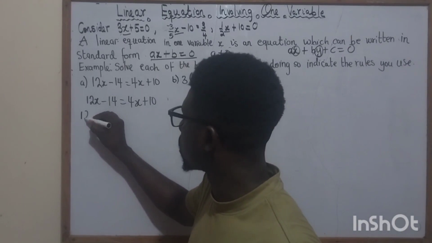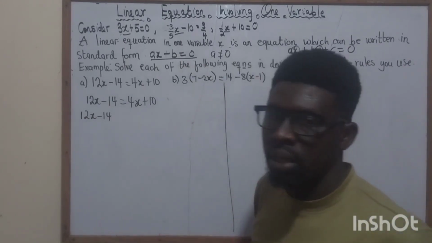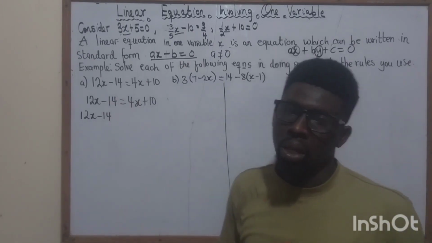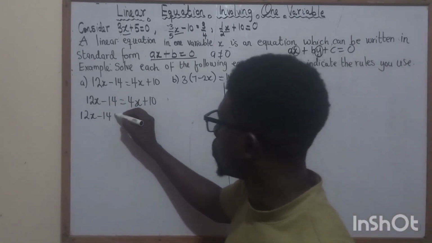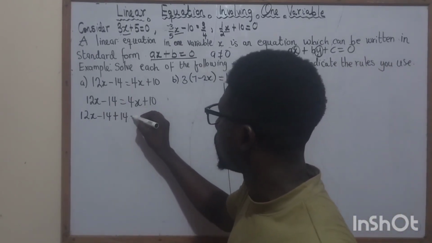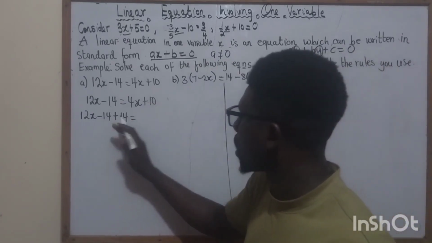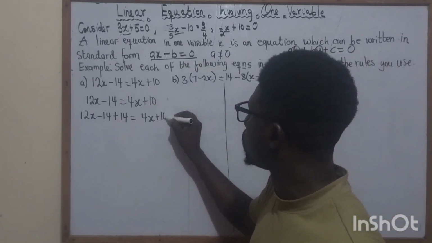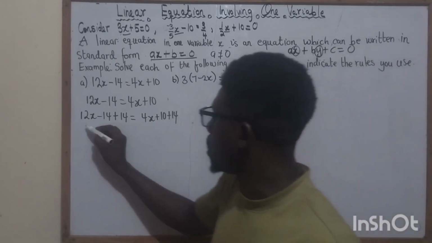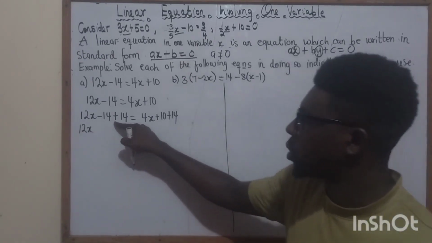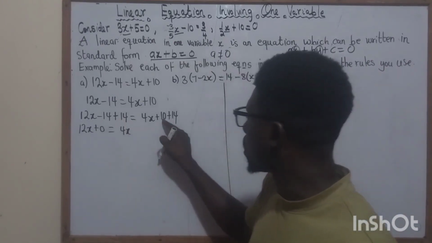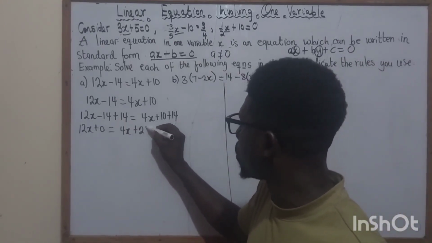So if I have 12x minus 14, think of how best you can eliminate this 14 so that 12x can be alone at the one side of the equation. So here I want to use my addition property of equality. I add 14 to the left-hand side of the equation, and I do the same to the right-hand side of the equation per the addition property rule. This is going to give me 12x minus 14 plus 14, which gives 0, and on the right, 4x, and 10 plus 14, I'm going to get 24.